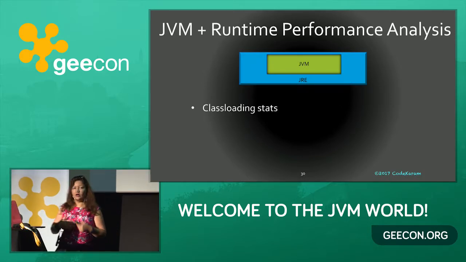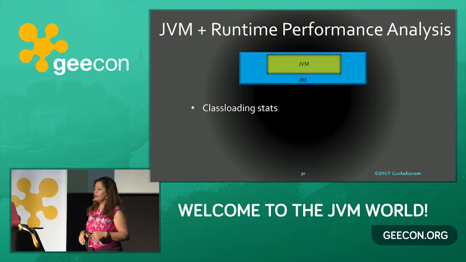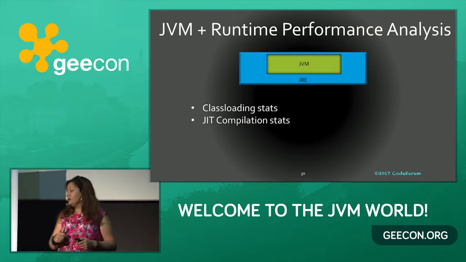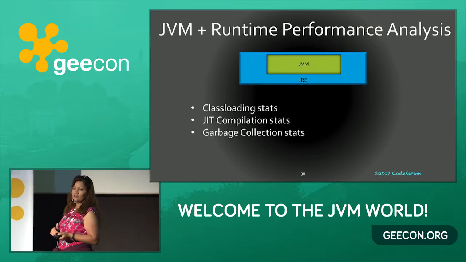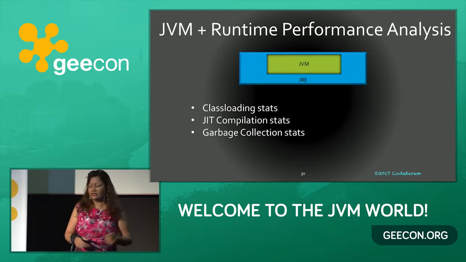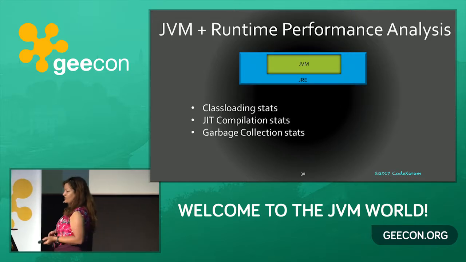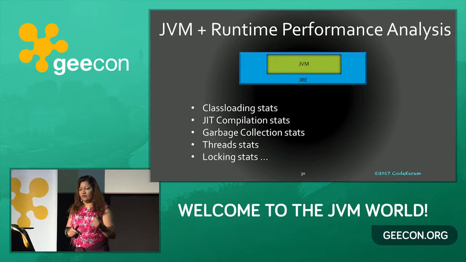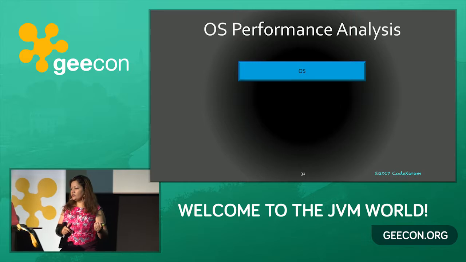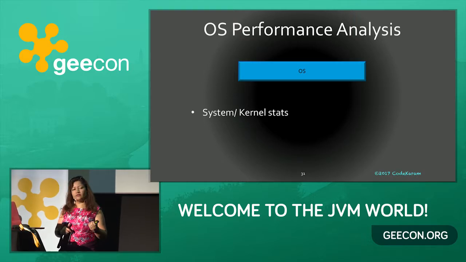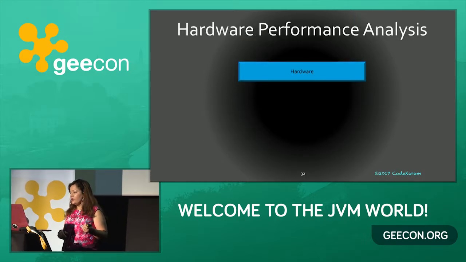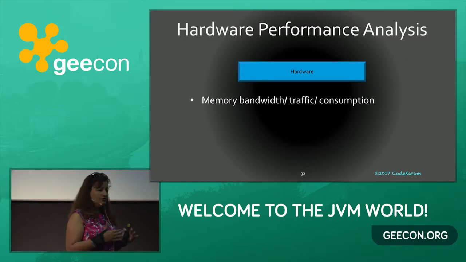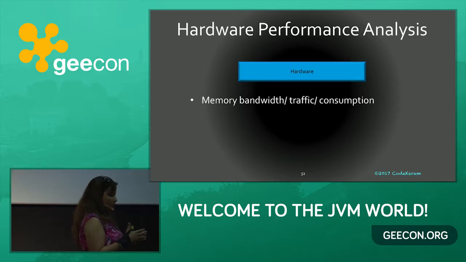So try to know how to gather class loading stats and JIT compilation stats. Try to figure out how to do it; print compilation is the simplest one. Garbage collection stats, of course: print GC details, print GC timestamps, very important. Thread stats, locking stats, of course. And then at the OS level, you have the kernel stats, locking stats, thread stats, and so on and so forth. What I'm trying to show is that at every layer there's so much information that you need to know, and don't just think of it as always being this one thing.